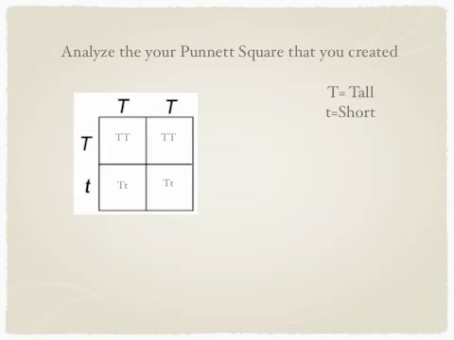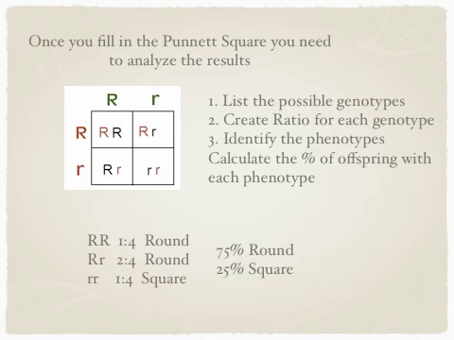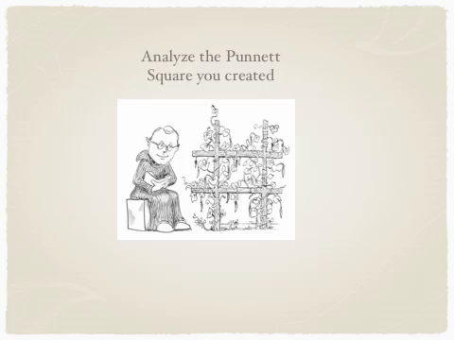Analyze your Punnett Square that you have created. Is this what you came up with? Once you fill in your Punnett Square, you're going to have to analyze the results. The first step is list possible genotypes, create the ratio for each genotype, identify the phenotypes, and calculate the percentage of offspring with each phenotype. Below at the bottom is a sample answer. If you need help, just ask your teacher.